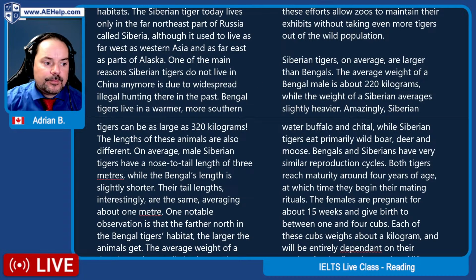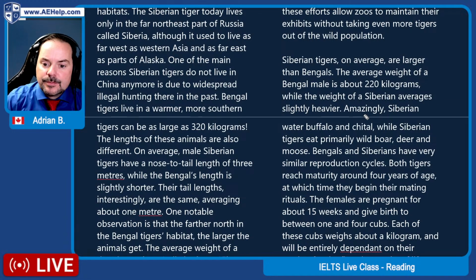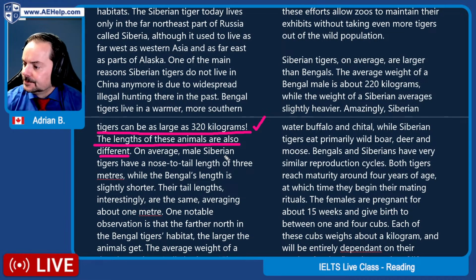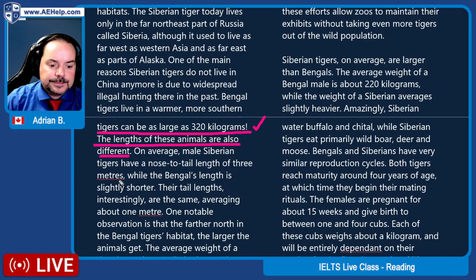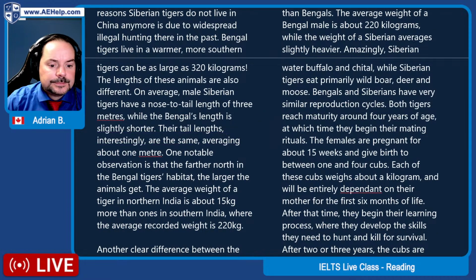The average weight of a Bengal male is about 220 kilograms, while the weight of a Siberian averages slightly heavier. Amazingly, Siberian tigers can be as large as 320 kilograms. The lengths of these animals are also different. On average, male Siberian tigers have a nose-to-tail length of 3 meters, while the Bengal's length is slightly shorter. Their tail lengths, interestingly, are the same, averaging around 1 meter.